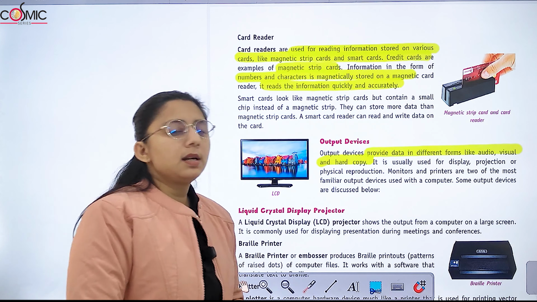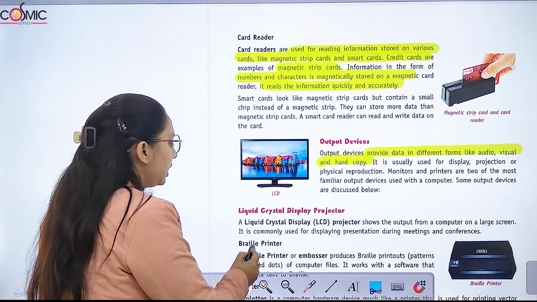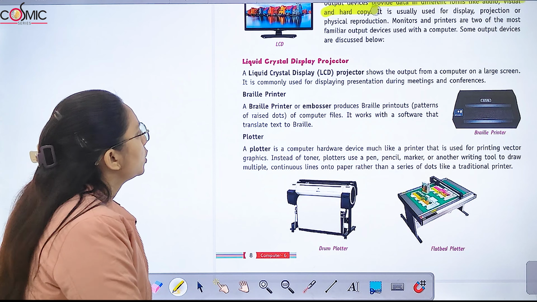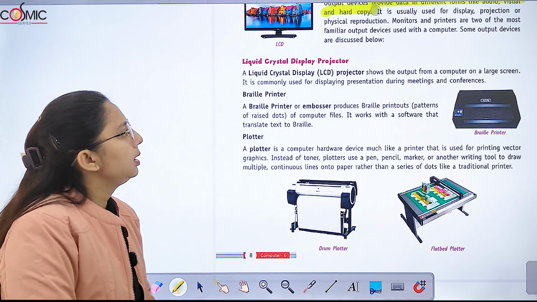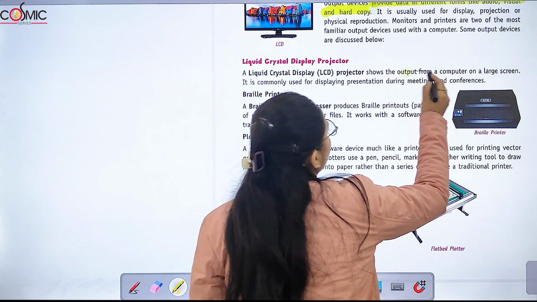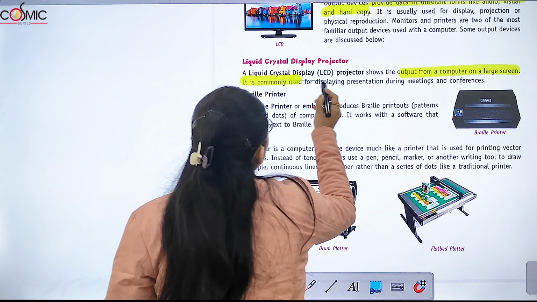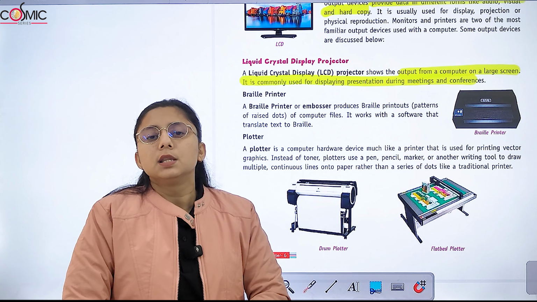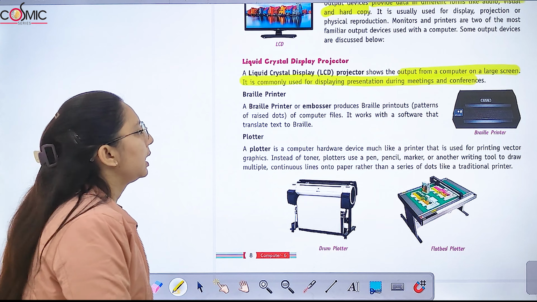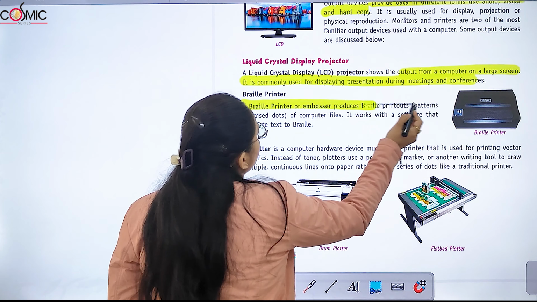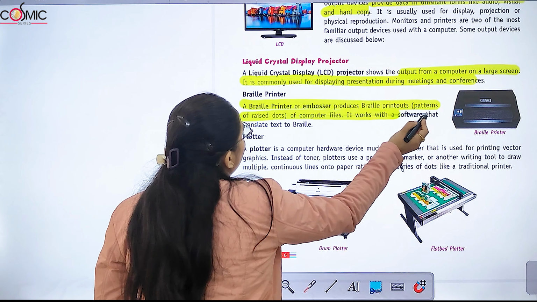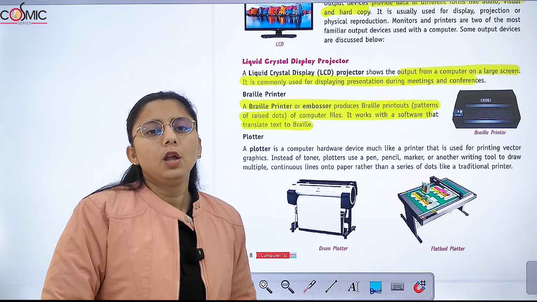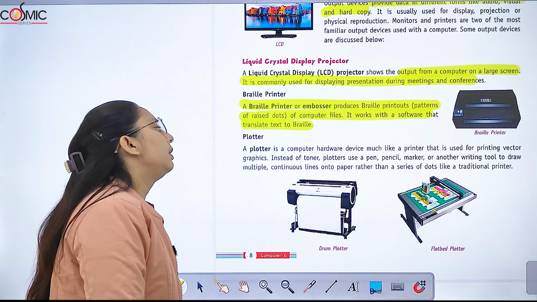Some output devices are discussed below, like we have LCD, that is liquid crystal display projector, right? So liquid crystal display projector ये show करता है output from computer on a large scale. It is commonly used for displaying presentations during meetings and conferences. जब आप display करते हो presentation को during meetings and conferences. Then we have Braille printer, and Braille printers produce Braille printout of a computer file. It works with a software that translates text into Braille. जो क्या करता है? Text को Braille में transfer करता है.